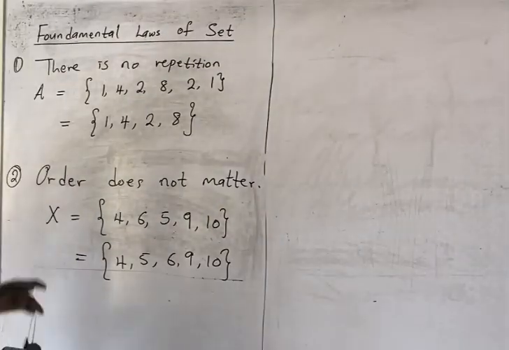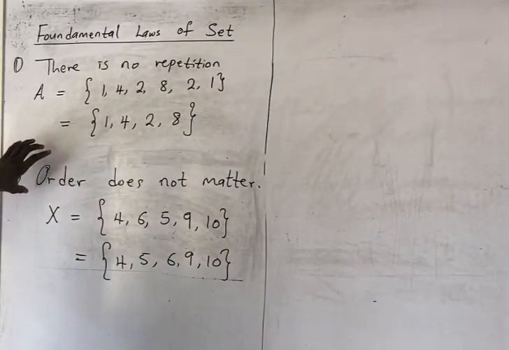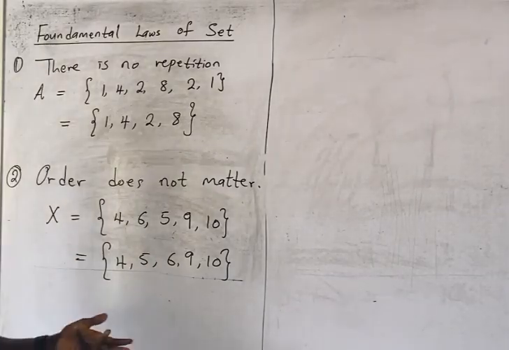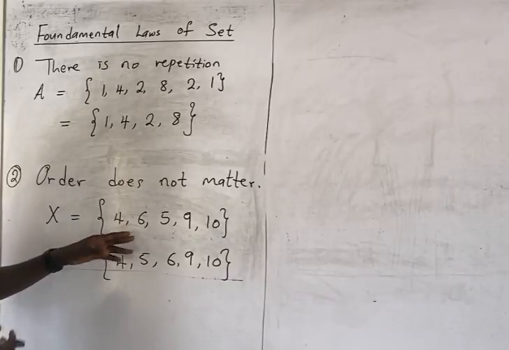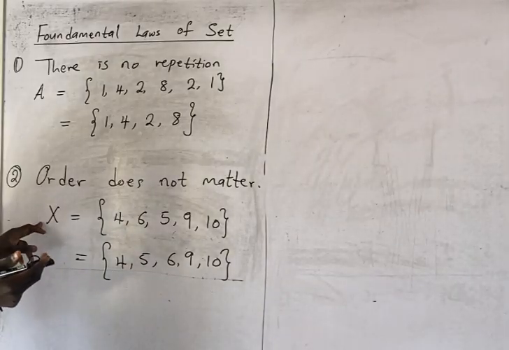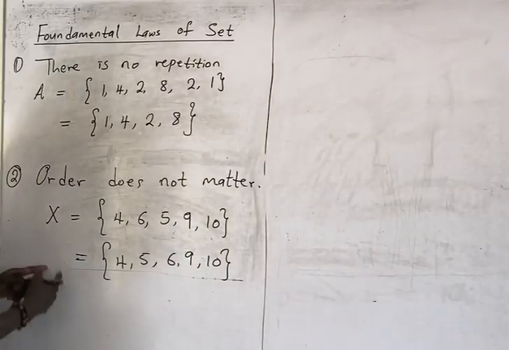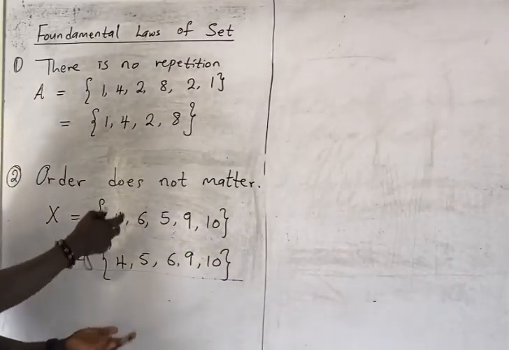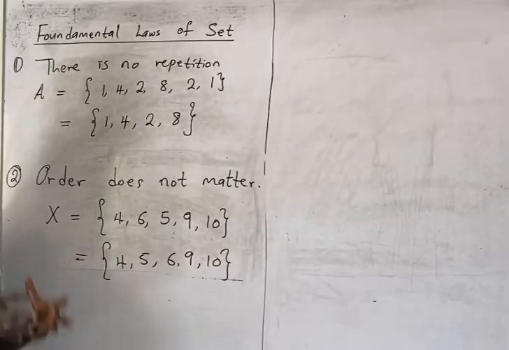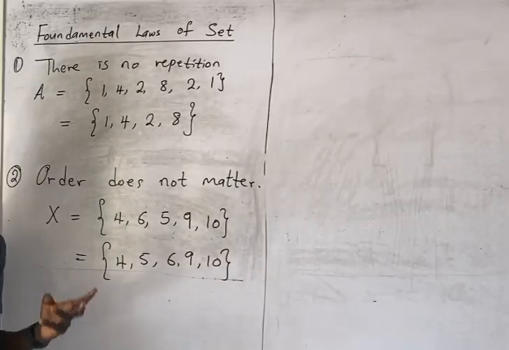Understand? So what I'm saying is that rule number 2 states that order does not matter in set theory. So you can arrange it any way you want. If somebody writes this as set X, it is correct, together with the person that writes X as this, because they have the same elements, just that the order is different. And in set theory, order does not matter.